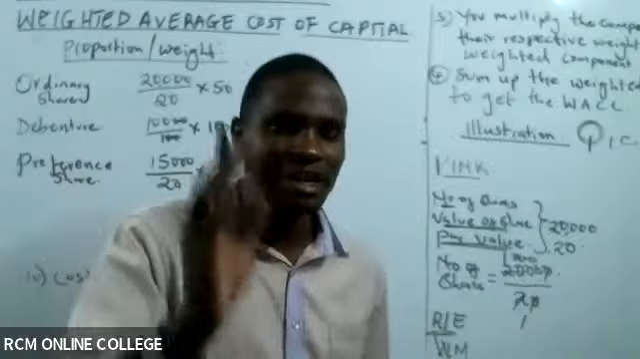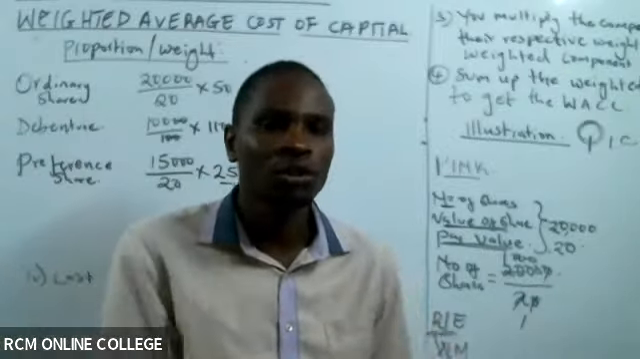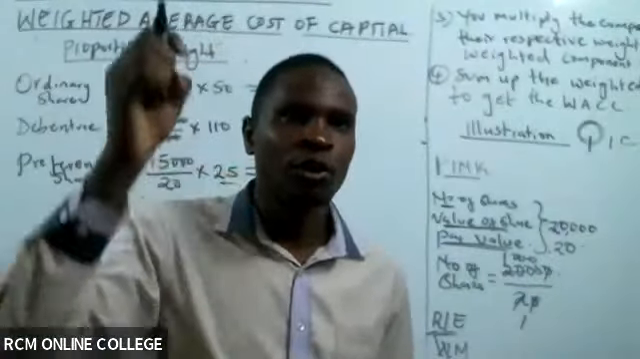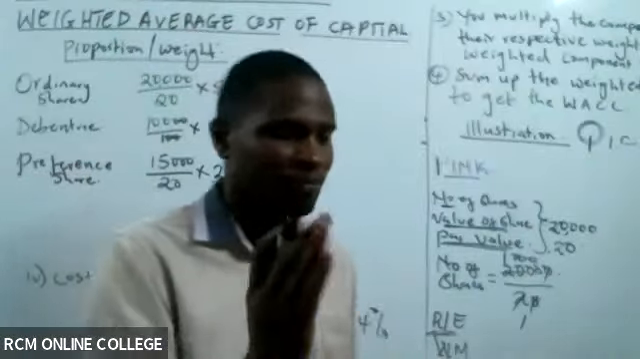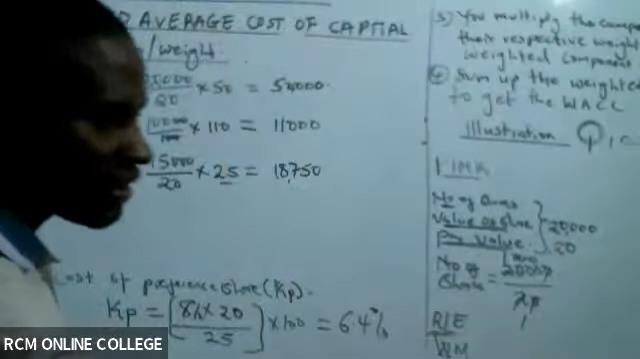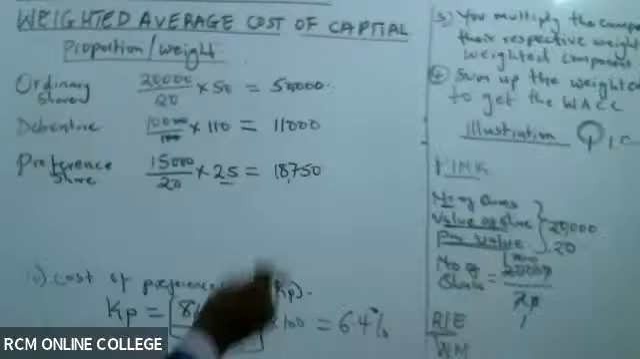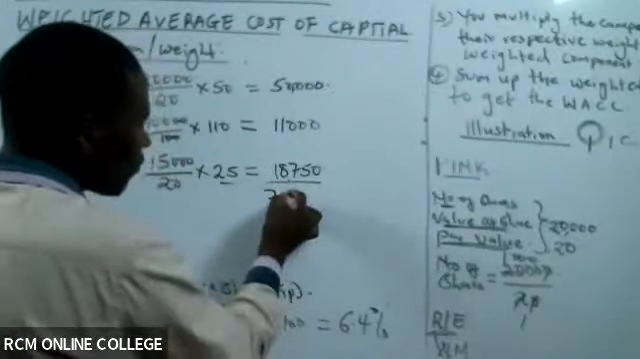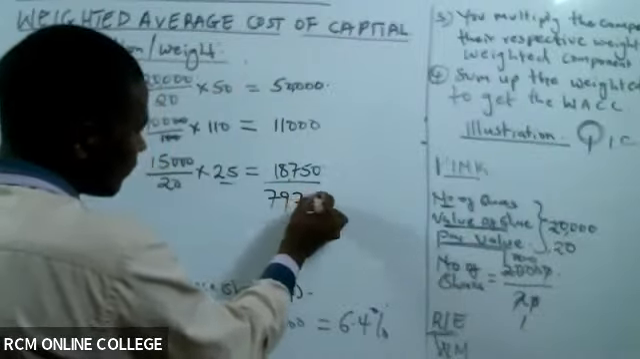For example, can somebody tell me what is the value of our whole structure? Na structure yetu iko na debenture, iko na ordinary share na iko na preference share. What is the value of our whole structure? 79,750. Hiyo ndio nasema. Is everyone getting that tafadhali? 79,750, that is our whole structure. The value of our business hapa is 79,750.